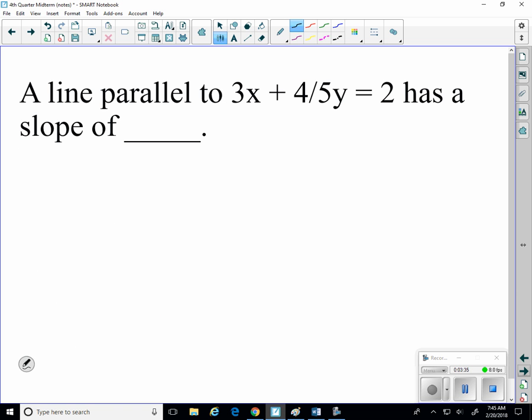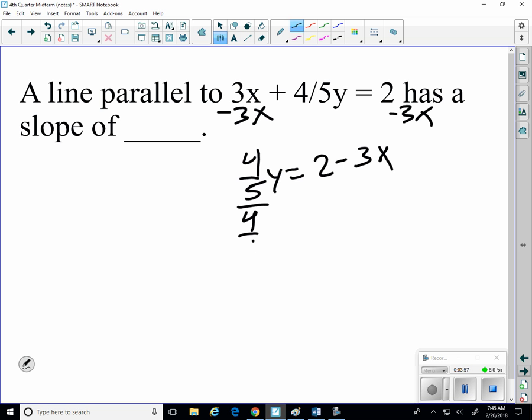A line parallel to 3x plus 4/5 y equals 2 has a slope of... let's go ahead and solve for the equation of this line in slope-intercept form. So if I subtract the 3x, then we have 4/5 y equals 2 minus 3x, and then we divide by 4/5. One thing about fractions is if you're going to divide, you can invert and then multiply.